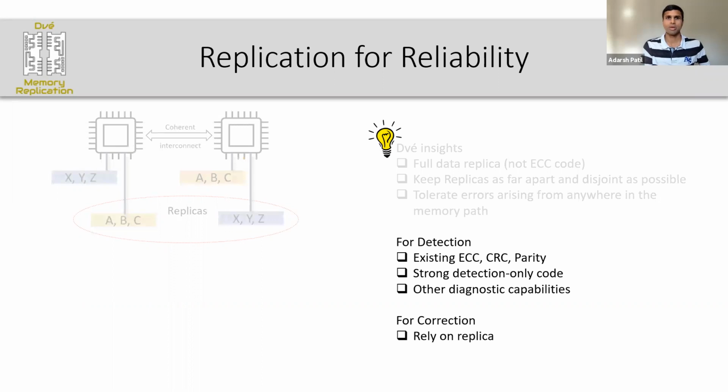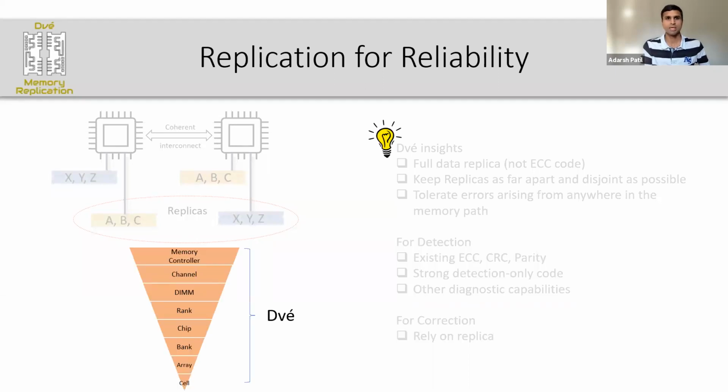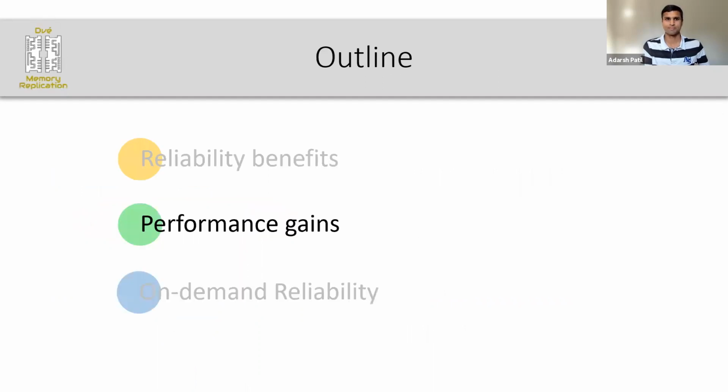For detection, DWAY can use existing detection mechanisms like ECC, CRC, parity, or it can employ even stronger detection-only codes. It can also use diagnostic capabilities like temperature sensors to mark failed components and simply rely on the replica for correction. Thus, DWAY can robustly handle a wide variety of errors arising from faults in any of the DRAM components, from cells all the way to even memory controllers. Next, let's examine how DWAY provides memory performance gains.